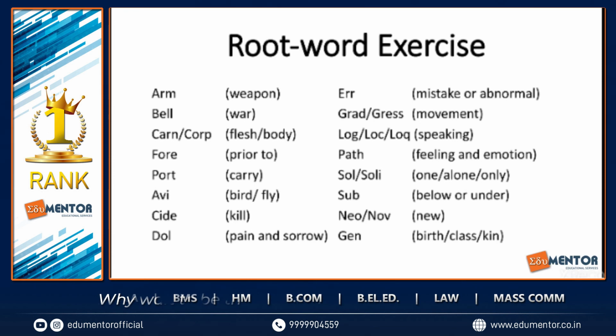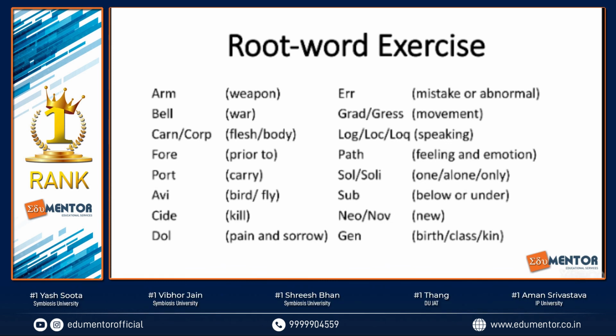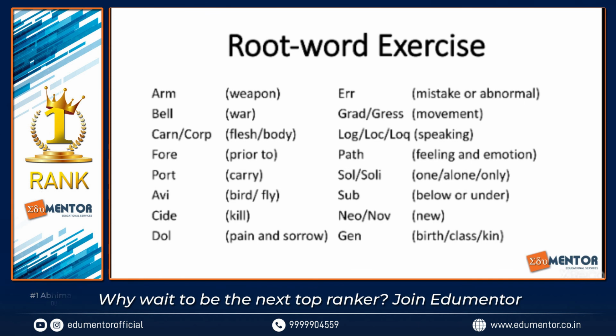Gen basically means birth, class, or kin. Kin basically is family. So we can say generation, we can say gender, we can say progeny, etc. Progeny basically is a family line, the legacy, in that sense. So that's how it works.